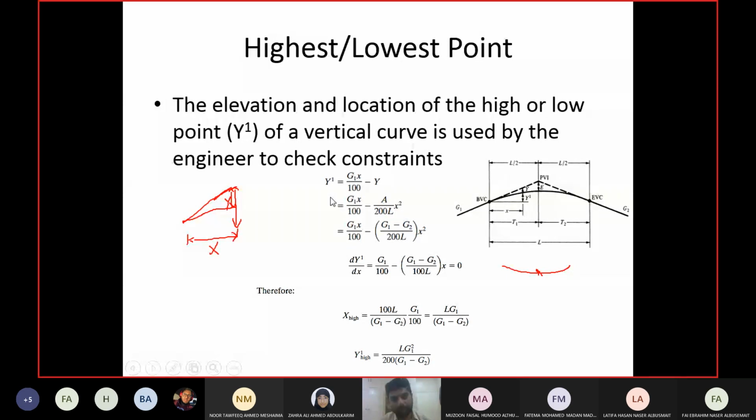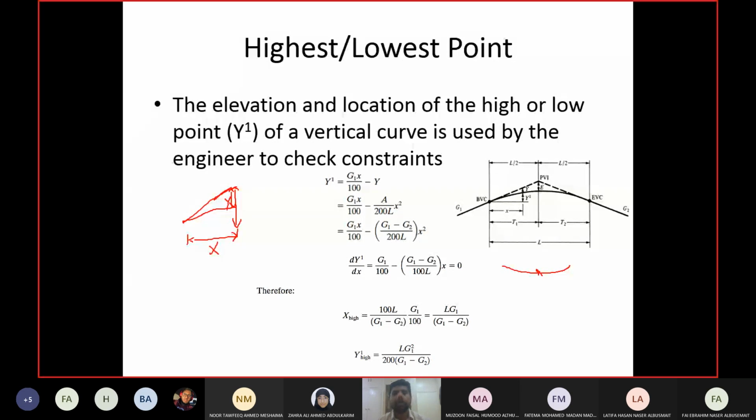You subtract these two quantities. So the final equation for y1 is this. Now in this equation, I don't know x. I don't know where the highest point is. And keep one thing in mind, the highest point or the lowest point is not in the middle. So x is not L by 2.